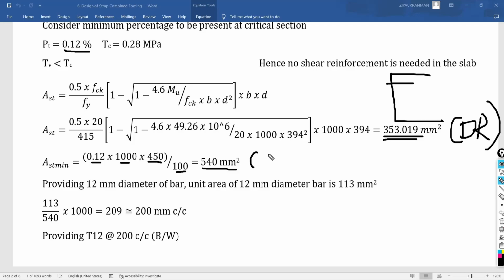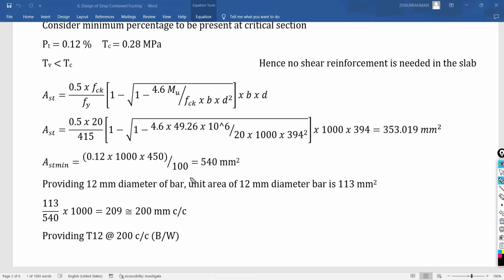Just compare, this is the minimum reinforcement requirement MR, and this is the DR, means design requirement. Compare this DR and MR, we are getting the minimum requirement more than your design requirement. That's why I am going to provide this much reinforcement at least. And with this reinforcement also we have done the one-way shear check. So you cannot provide the reinforcement less than this, otherwise we need to revise the one-way shear check, right? So at least you need to provide the minimum, or if you provide more than that, that's well and good.